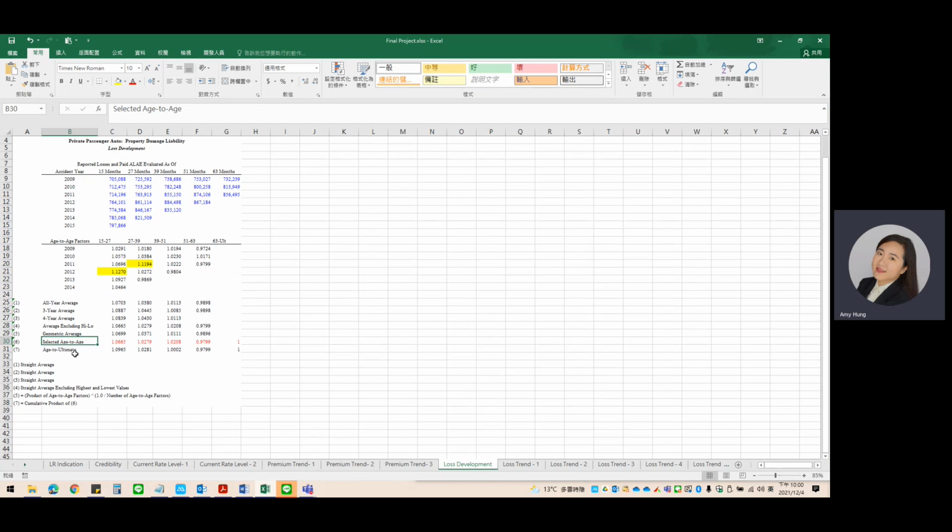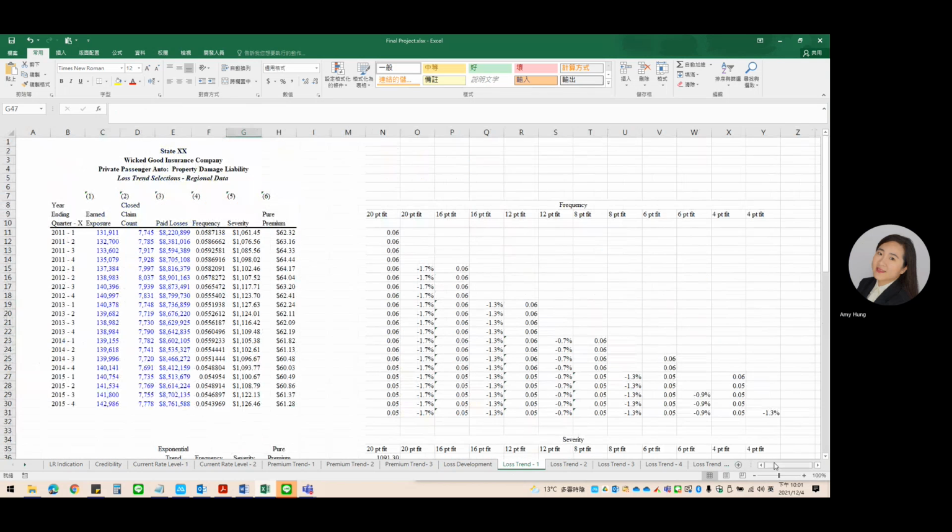And then this age to ultimate is basically the cumulative loss development factor. And then next, the loss trend.